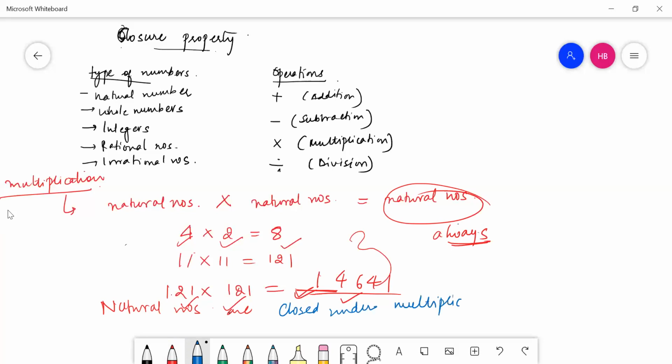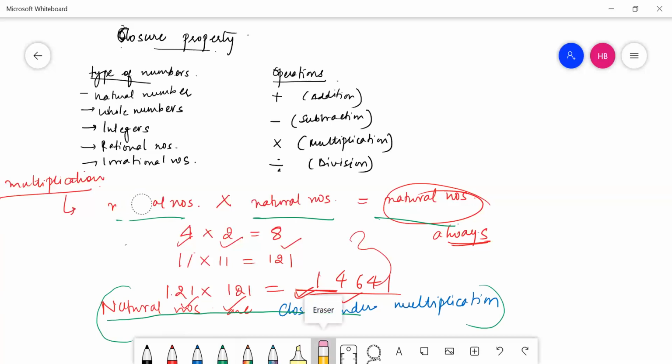Okay, now why am I able to say that? I'm able to say that because all the natural numbers follow this, it means that always and always, whenever you multiply one natural number with another natural number, I'm always going to get a natural number as an answer. And that's why I can write it as a property now, that natural numbers are closed under multiplication. Understood?